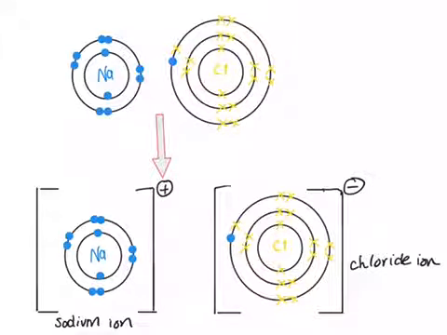And the charge on a chloride ion is 1-. It's 1- because it's gained an electron, and because an electron is negatively charged, gaining something that's negative makes you negative. So the charge on the sodium ion is plus, because the sodium has lost that electron. The charge on the chloride ion is minus because the chloride has gained that electron.